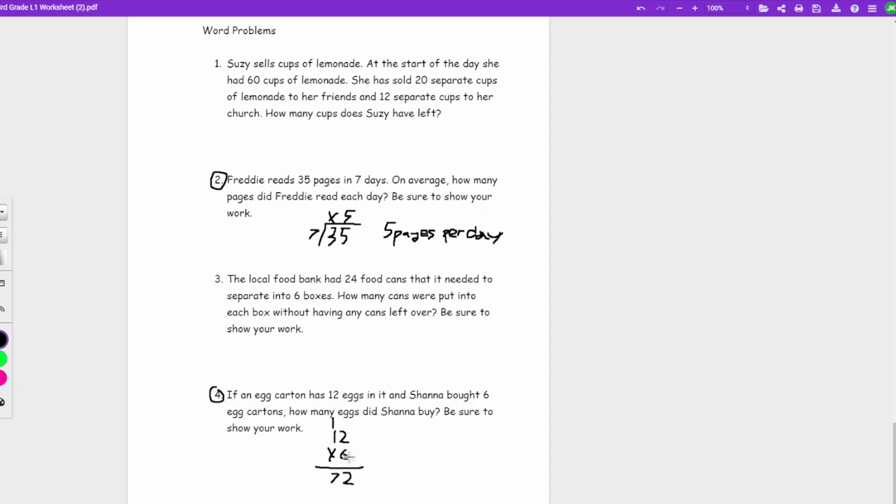Now when I say 6 plus 1, I'm not saying this 6 plus this 1, I'm saying this 6 times this 1 plus this 1. So that is 72. So she bought 72 eggs.